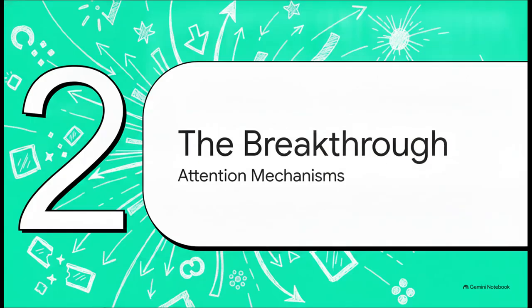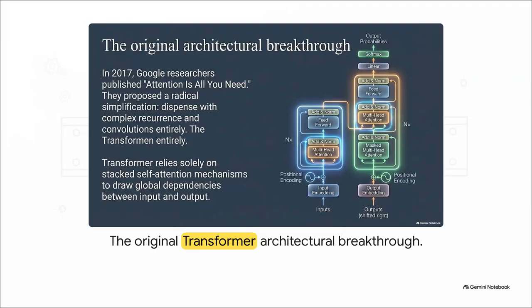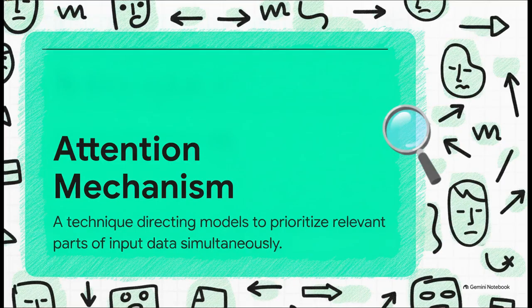Part 2. The Attention Breakthrough. This brings us to 2017. A team of researchers at Google published a now famous paper with a great title, Attention is All You Need. And it proposed a radical simplification. They argued that AI didn't actually need those slow, step-by-step loops or sliding windows anymore. Instead, the architecture could rely solely on something called self-attention to instantly connect inputs and outputs in a super clean, highly parallelized structure.